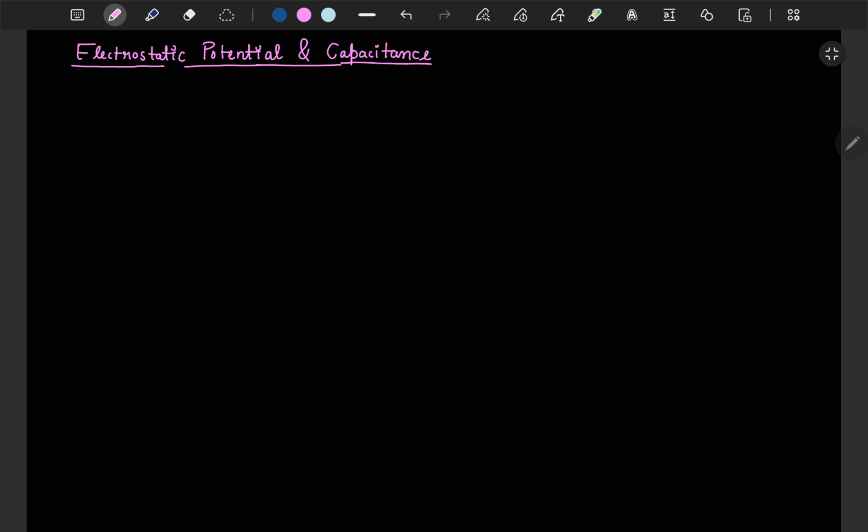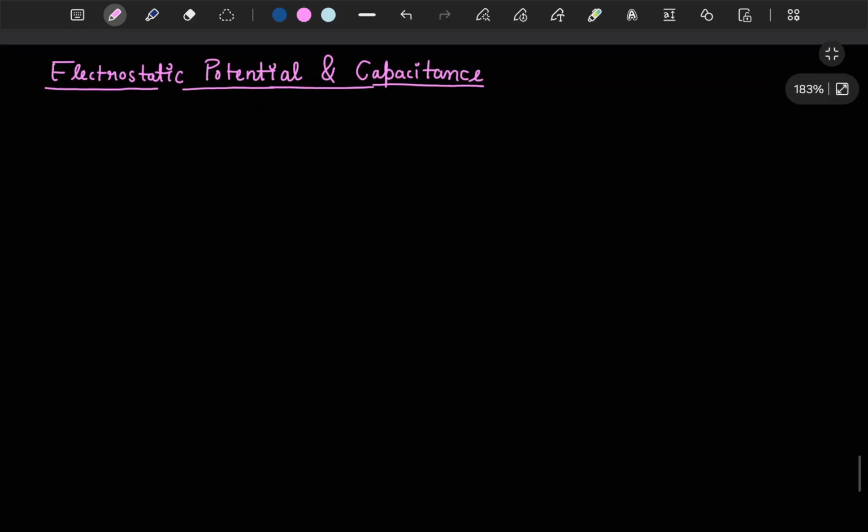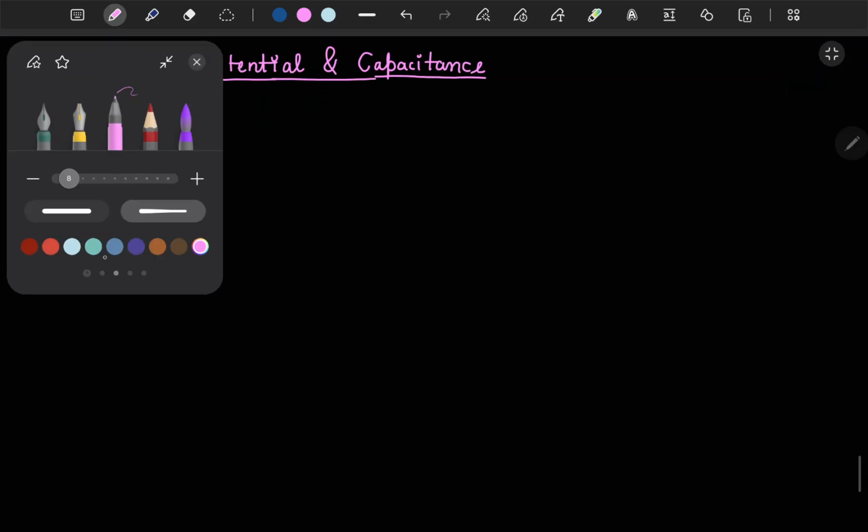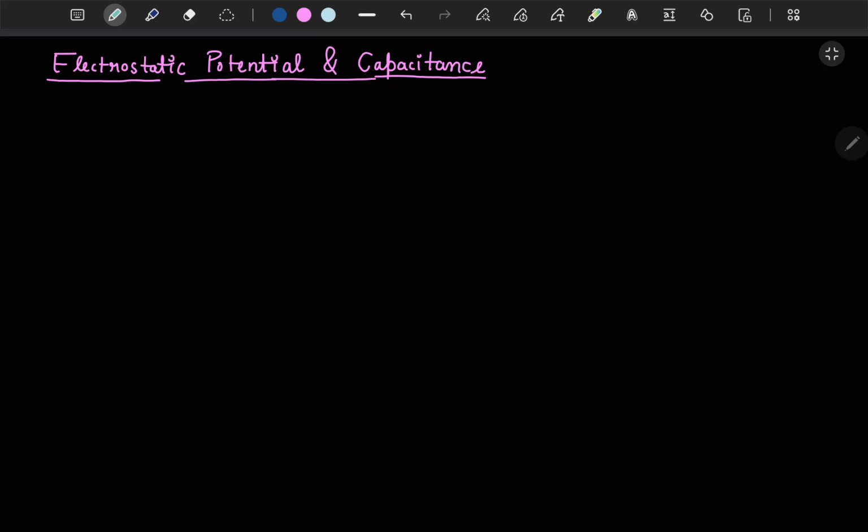Likewise, you have learned about the gravitational potential. Similarly, here is the electrostatic potential. So what is electrostatic potential difference? It is the difference between two potentials at two different points. It is represented by delta V.